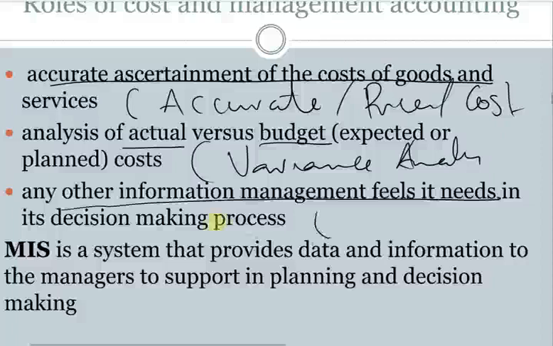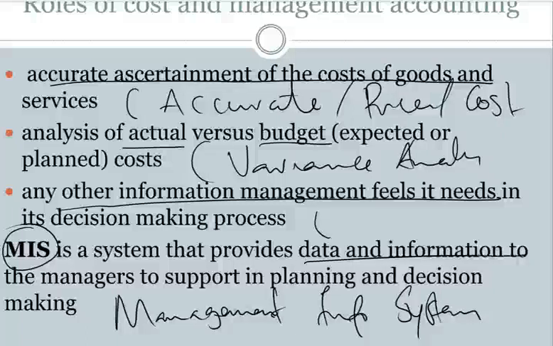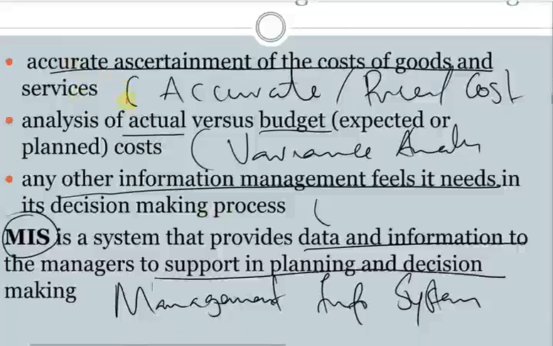So the question might be, where do they find this information? How do they capture this information? So there is a system for it called the MIS. It refers to Management Information System. So this system provides data and information to managers to support in planning and decision making. It will give them information that they require for them to make sound and informed decisions.